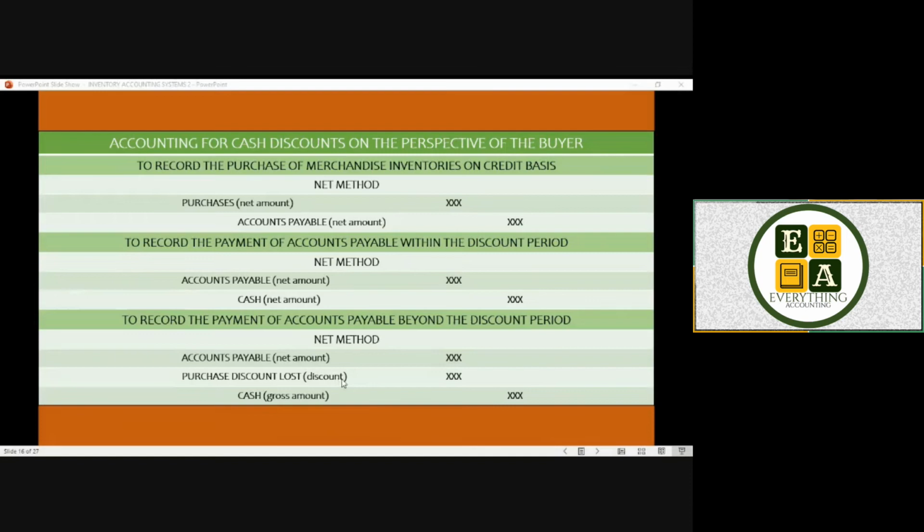Instead na magbabayad tayo at a net amount, net of the discount, since hindi tayo nakapag-avail because of paying beyond the discount period, yung babayaran natin is gross amount. Credit sa cash is at a gross amount. So debit accounts payable, net amount, yung na-record natin. Then debit naman tayo, purchase discount loss. Si purchase discount loss, other expense po yan in the income statement.